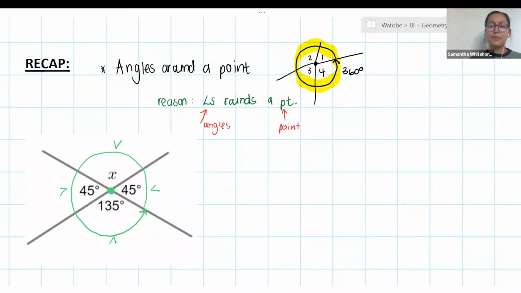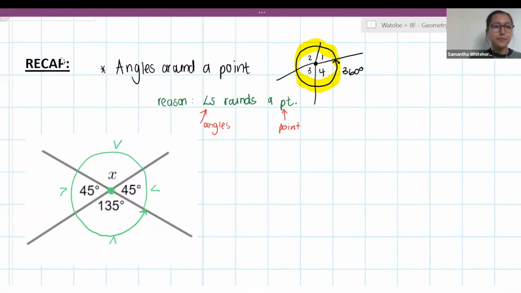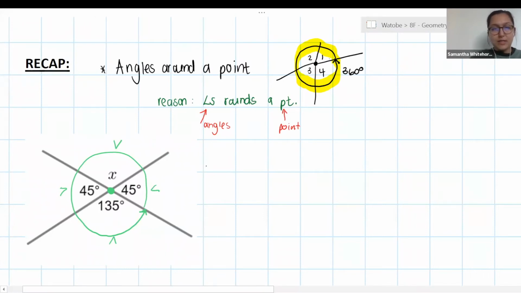We want to set up an equation that we can use to find X. I have made the statement that if I add X plus 45 plus 45 plus 135, I should get 360 degrees. That is because all of those angles around that central point must add up to 360. Remember, I've made a statement, so I need to give a reason. And my reason is just angles around a point.